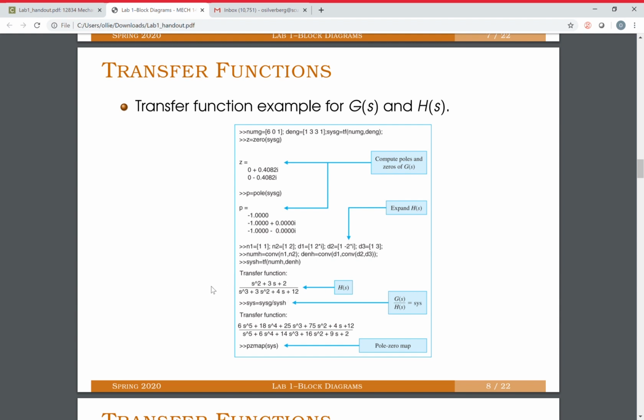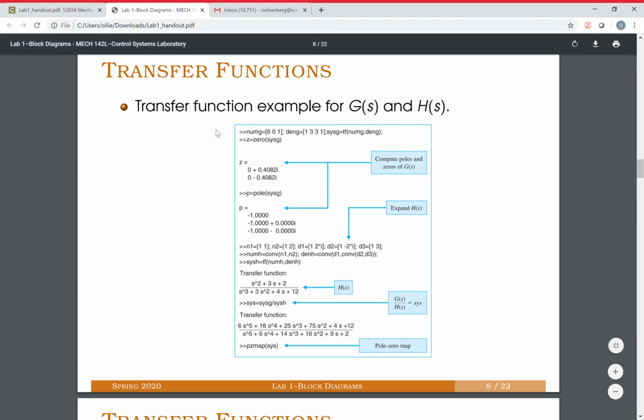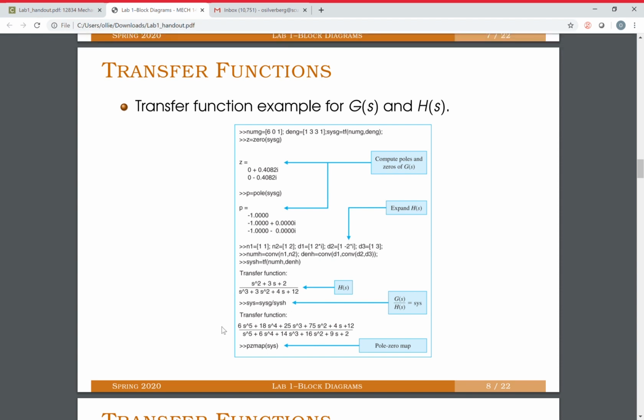And if we want to divide G of s by H of s, right? G of s is this guy up here, and H of s is the one we just solved for, then we can just use the slash key. So just like you would in your calculator. And that gives us the following transfer function.